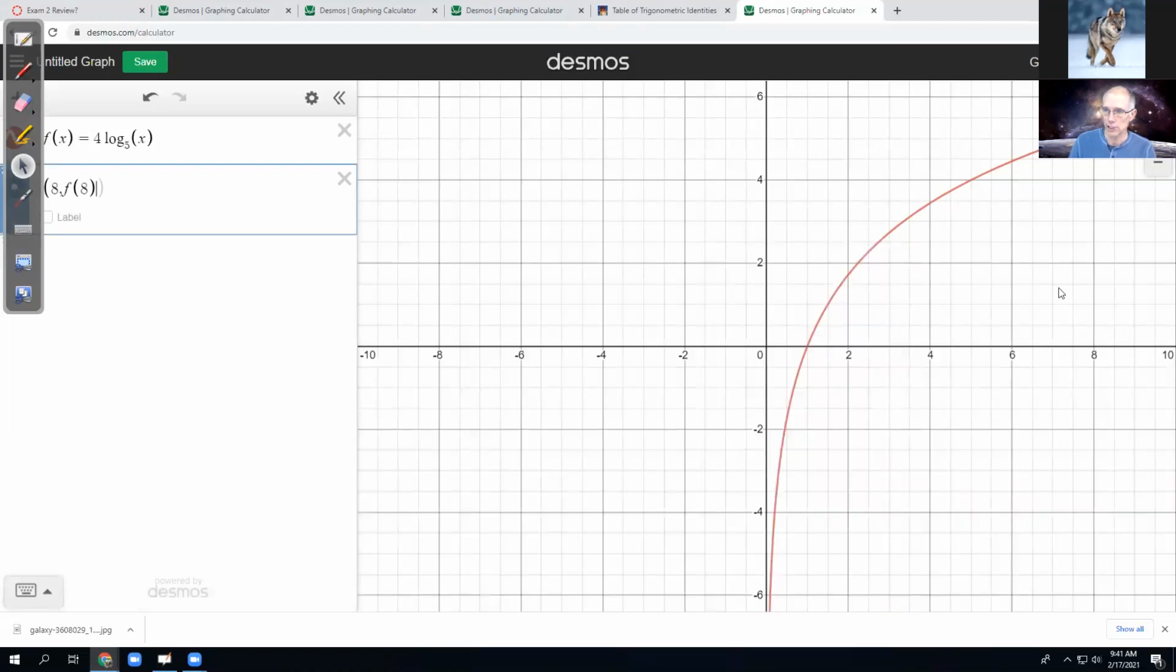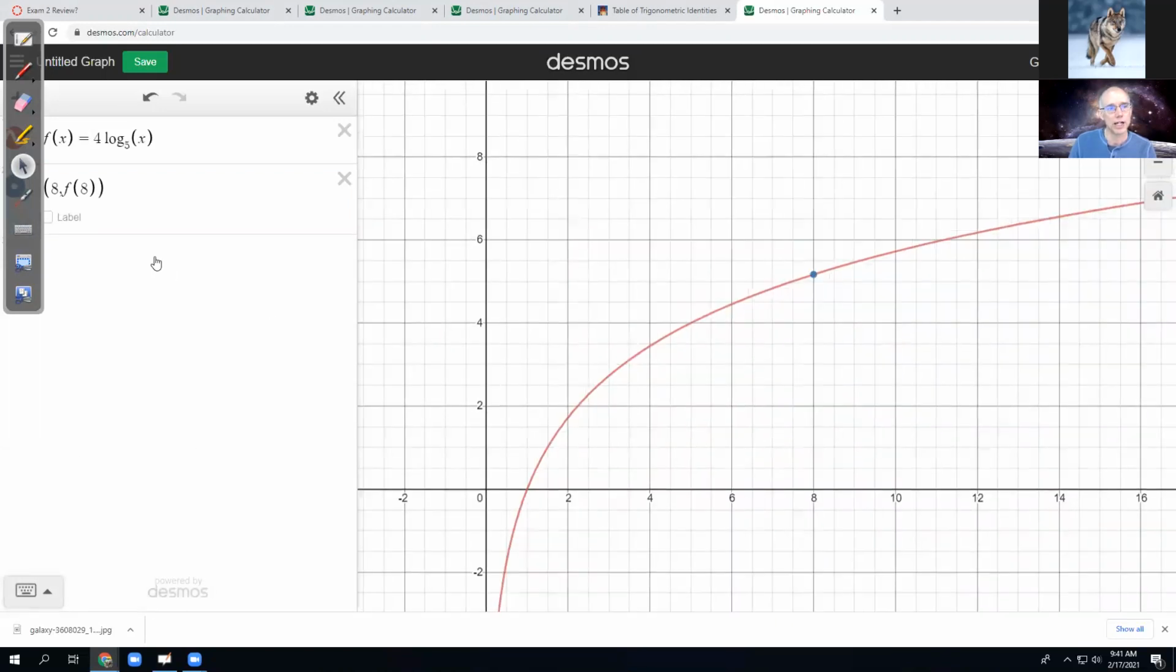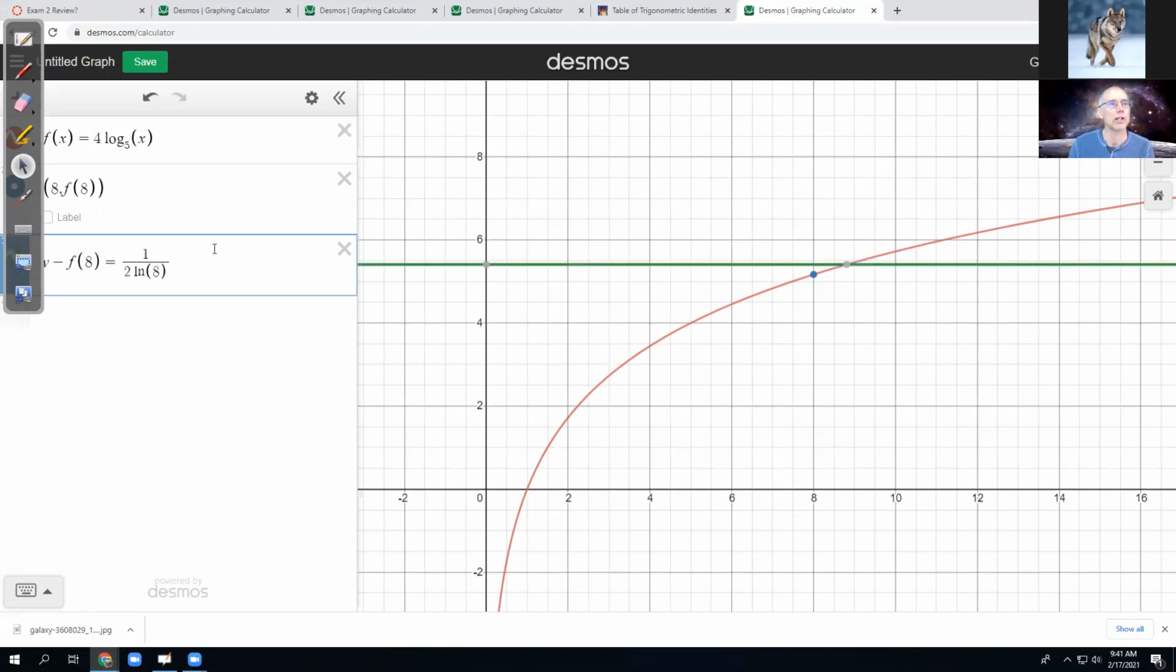Let's go away. So that's up there. And then I think I found the slope. So if I just do y minus f of 8 equals the slope, I believe, is 1 divided by twice the natural log of 8. Is that right? Do I have the right numbers in here?